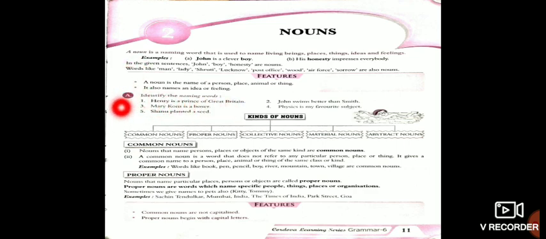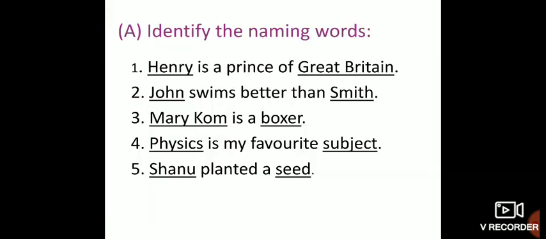So here in this exercise you have to identify the naming words. The first question is Henry is a prince of Great Britain. Second is John swims better than Smith. Third is Mary Kom is a boxer. Fourth, physics is my favorite subject. Fifth, Shanu planted a seed. So let's see the answers of these exercises.